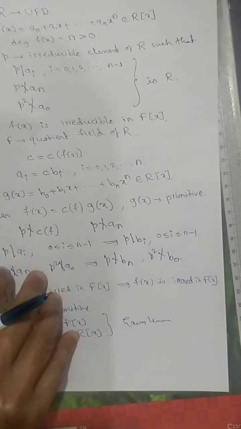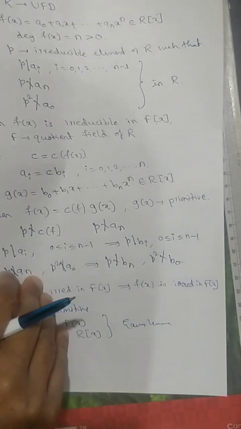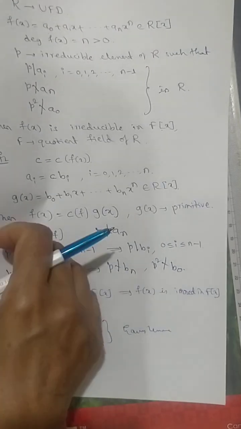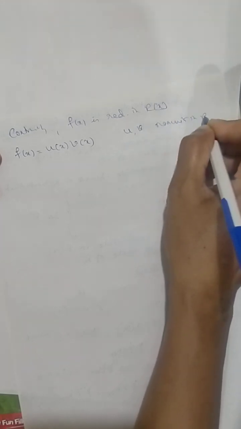We will assume the contrary. What? We will assume that f(x) is reducible in R[x]. So contrarily, suppose f(x) is reducible in R[x]. Then I can write f(x) as equal to u(x) times v(x) for some polynomials u and v which are non-units in R[x]. I can write f(x) as a product of two non-units in R[x].